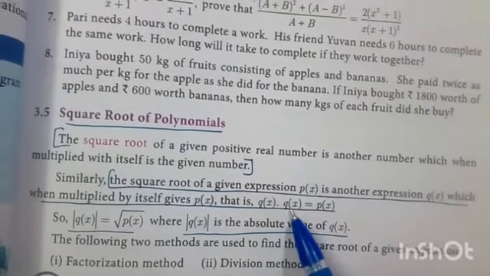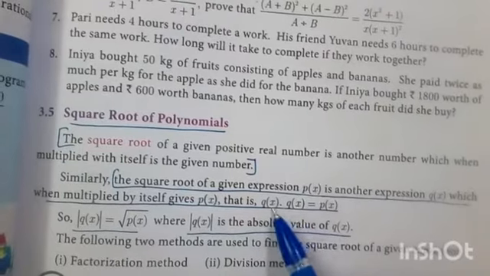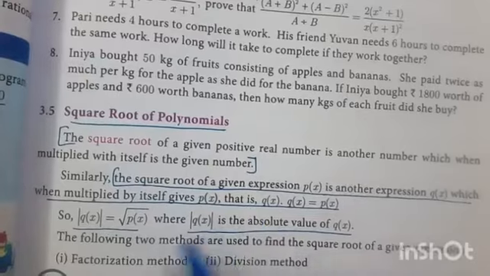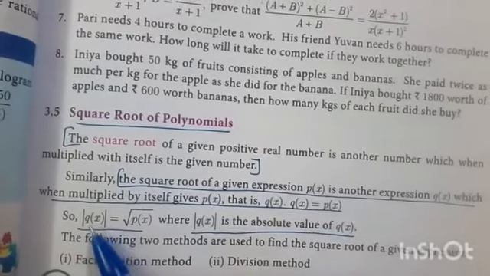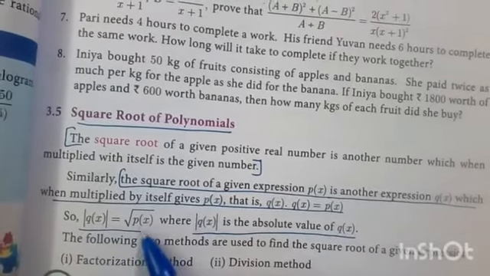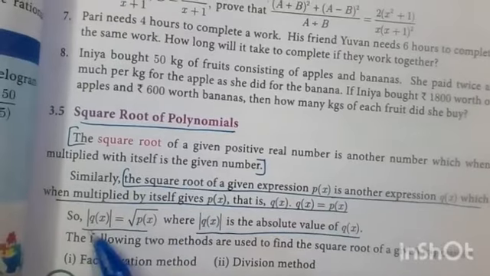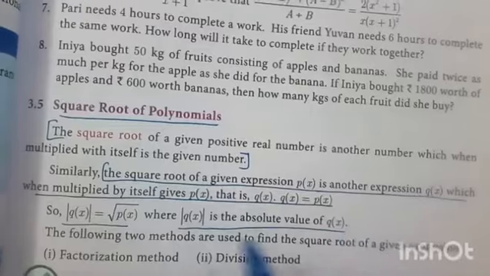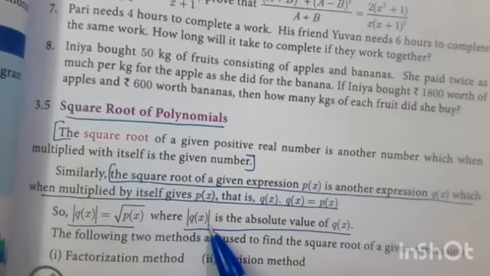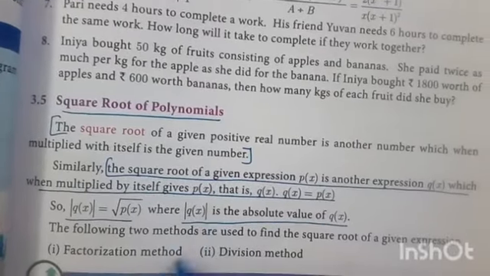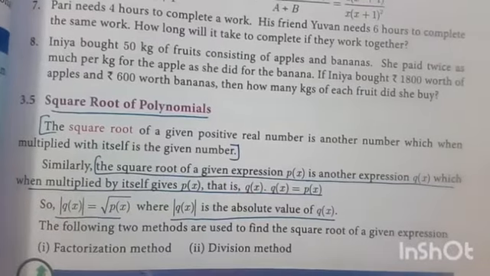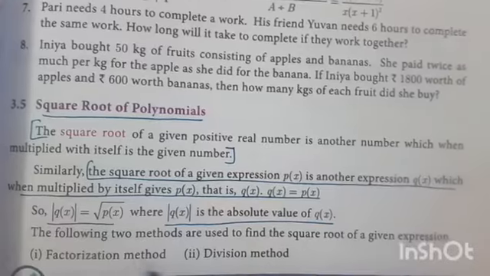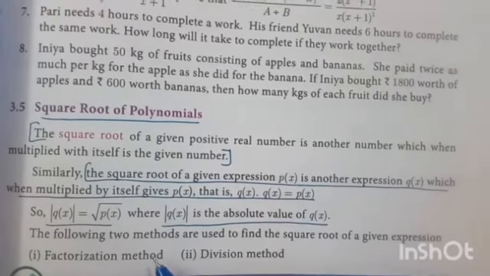For q of x into q of x, that means for two inside the square root, it is the absolute value, modulus, of q of x equal to square root of p of x. This modulus symbol is mentioned as the absolute value of q of x. We have two square root methods, that is the factorization method and the division method. First we will see the factorization method.